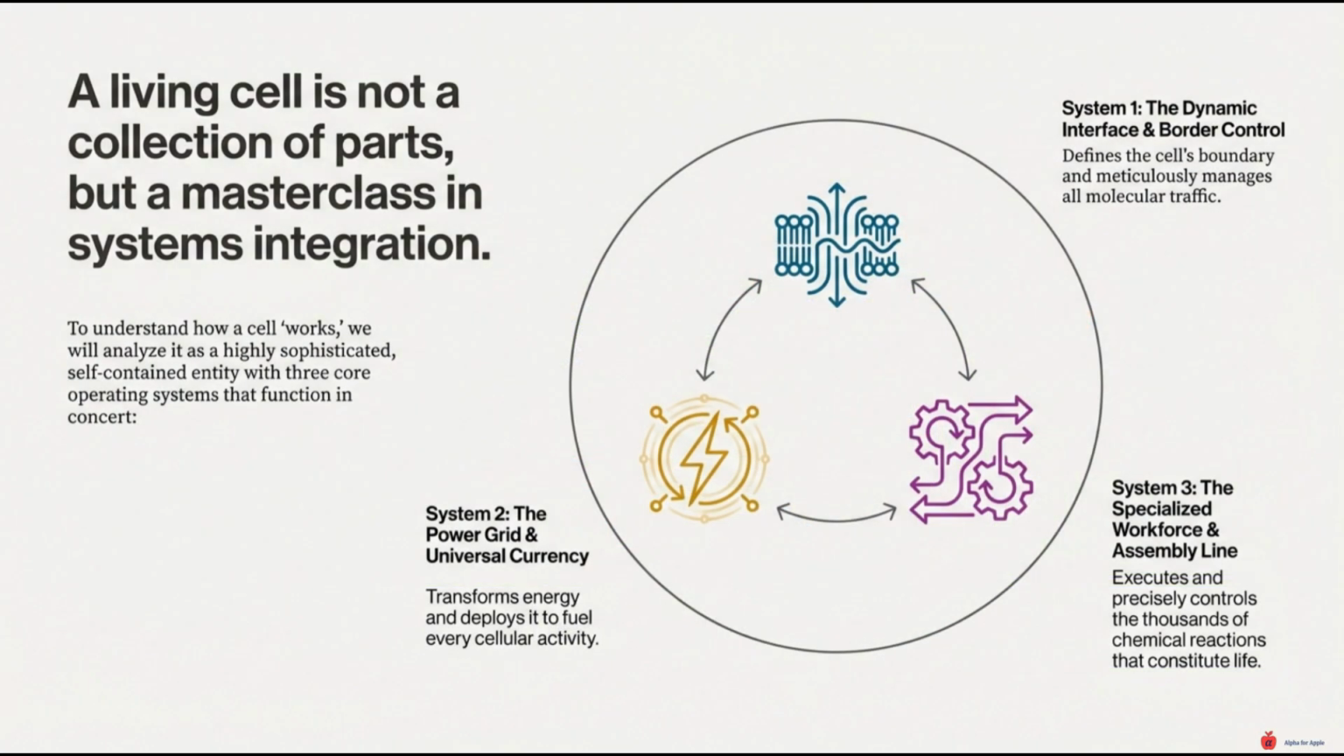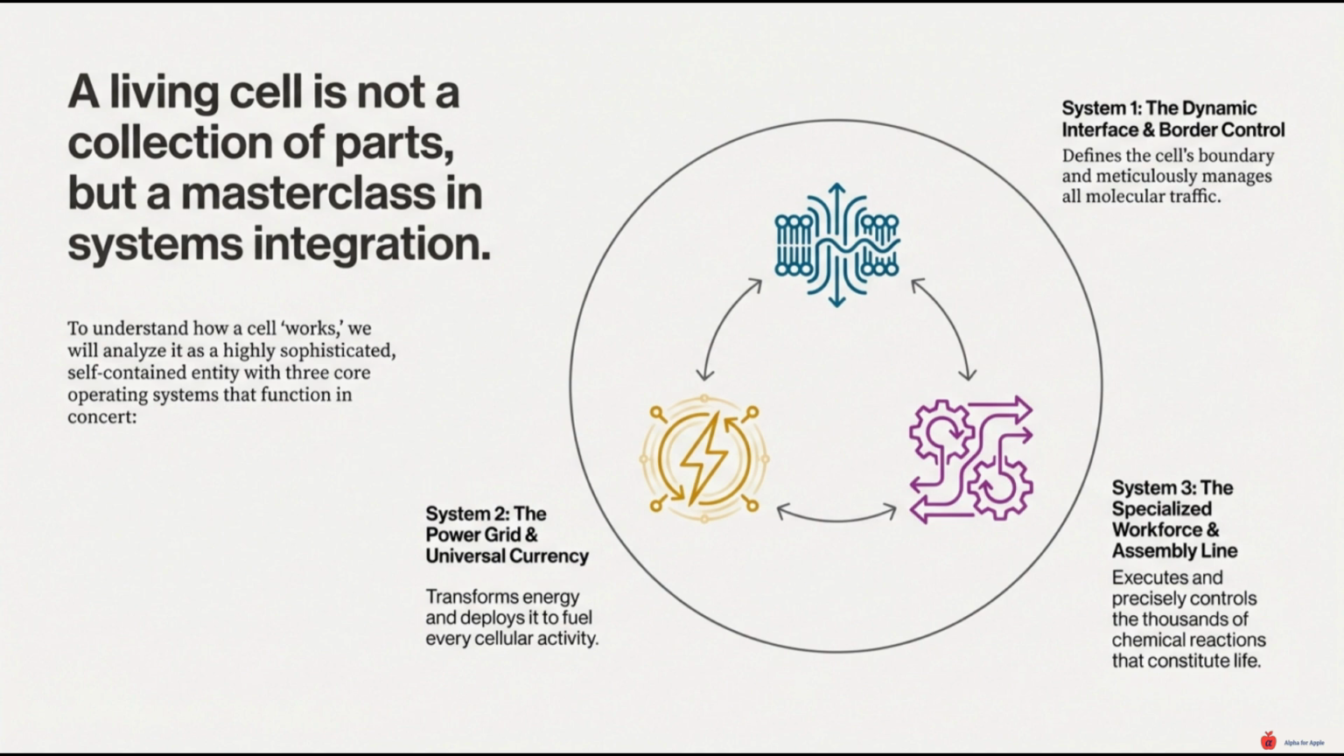And to really get a handle on the cell's genius, we find it helps to break its operation down into three core interdependent systems. Okay. So system one is what we call the dynamic interface and border control, basically how the cell manages its boundary and controls all the traffic coming in and out. Then system two, that would be the power grid, the universal currency system. This is what keeps the lights on. Exactly, the energy transformation. And finally, system three is the specialized workforce and assembly line. This is all about enzymes and the very precise management of chemical reactions. And you really can't understand the cell until you see how these three systems are constantly relying on each other.